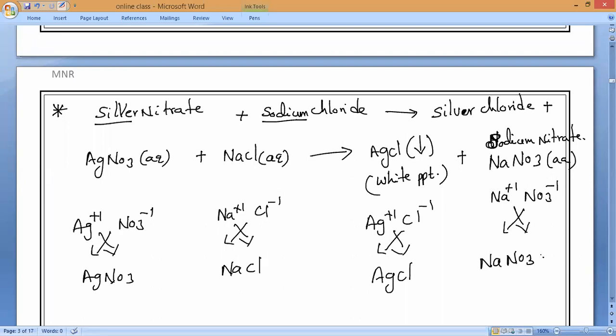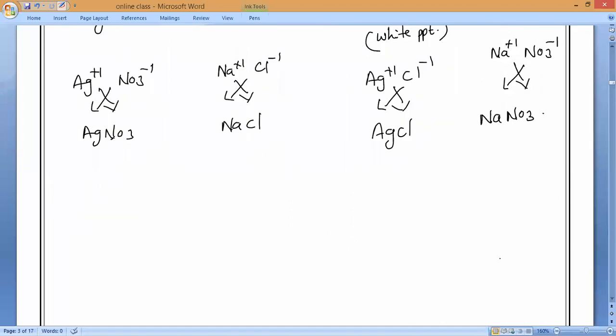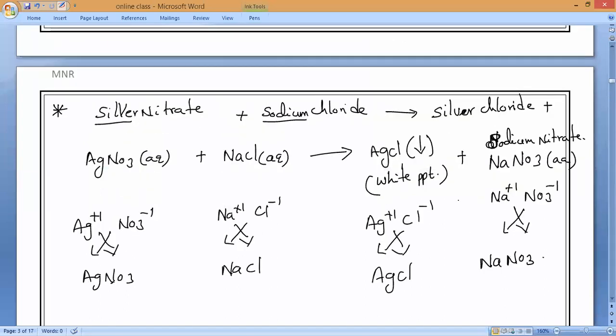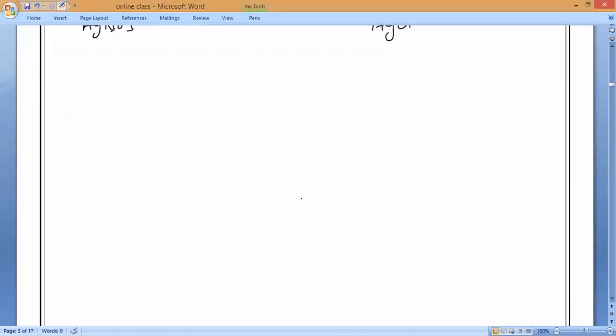See why I always write the ionic charges, this crisscross method. You have to understand that importance, so that you are not supposed to commit any mistake. That is the reason I am writing it every time. Okay, that is the second example. Have you completed, guys? Everyone?